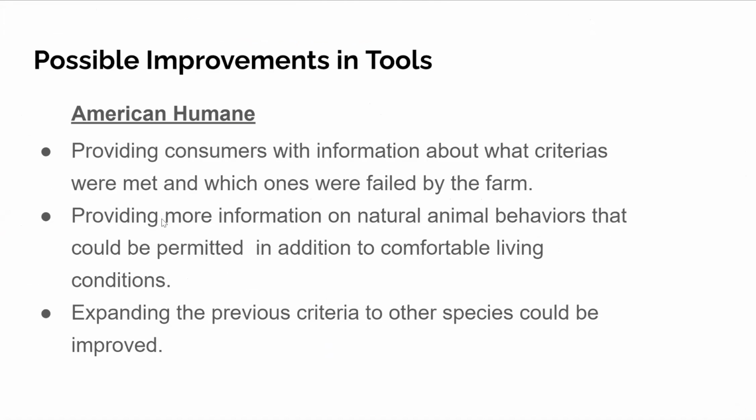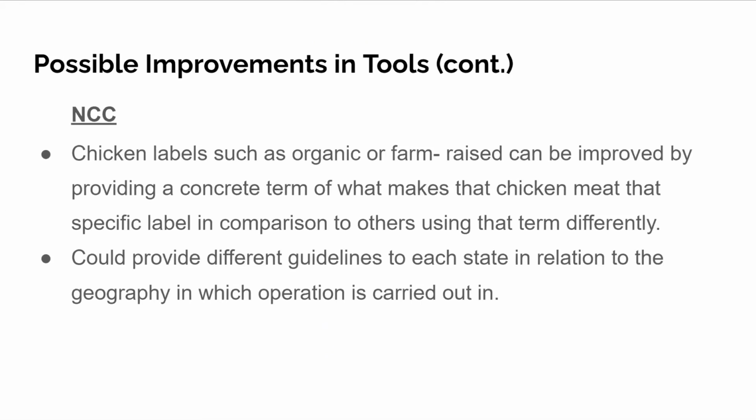Possible improvements in tools continue for the NCC, which is the National Chicken Council. Chicken labels such as organic or farm raised can be improved by providing a more concrete term of what makes that chicken meet a specific label in comparison to others using that term differently. They could also provide different guidelines to each state in relation to their geography in which the operation is carried out.